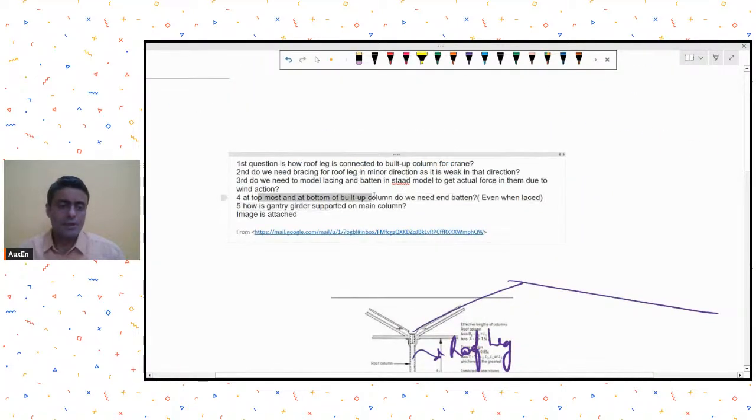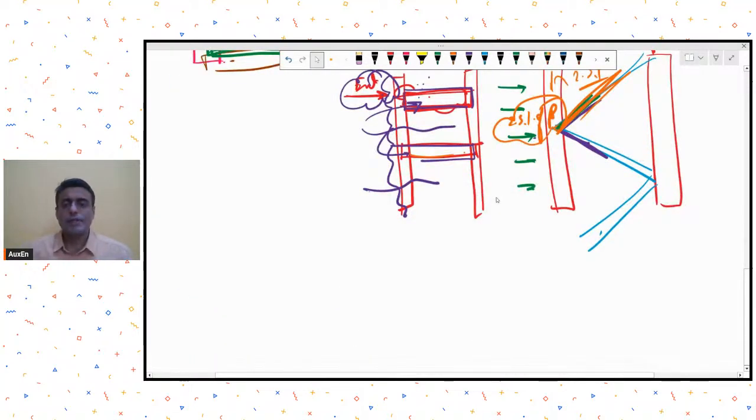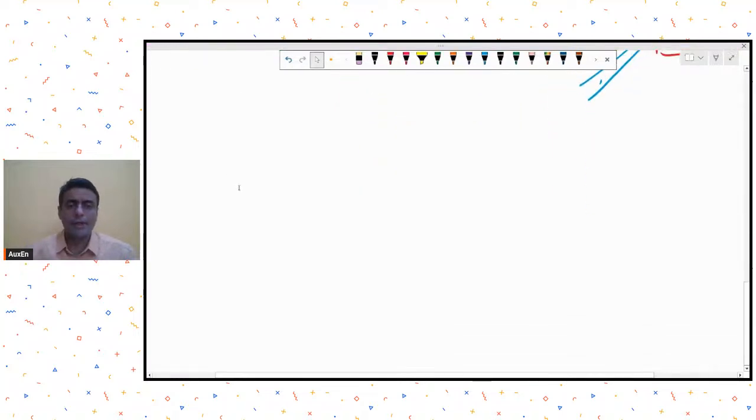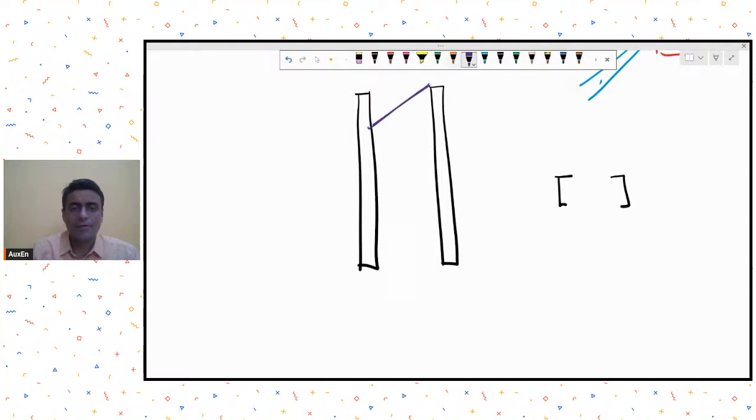Then his fourth question was, at topmost and at bottom of built up column, do we need end batten? Yes. Even if it is laced, usually we will end it with an end batten. So for example, this is my column, and two built up columns, two channels together. In plan view, they are like this. And maybe I'm providing lacing.